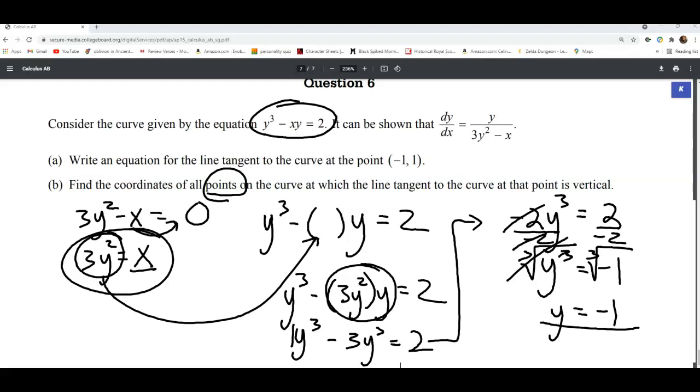So I'm going to take this equation again. 3y squared equals x, and I'm going to plug my number in. So if I do that, negative 1 squared is 1 times 3 is 3. So x equals 3, y equals negative 1, and so my final answer there is going to be an x value of 3 and a y value of negative 1.